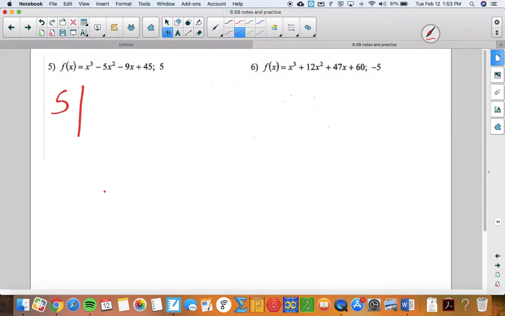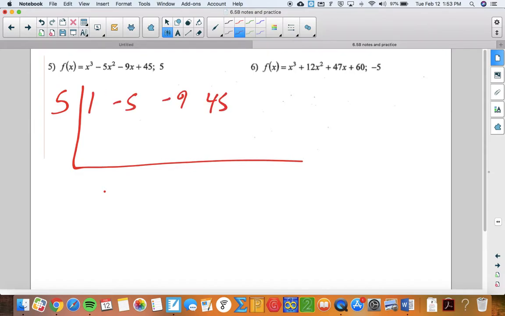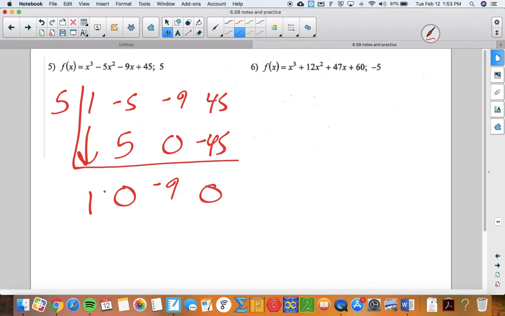5 is getting substituted in synthetically. Our coefficients are 1, -5, -9, 45. Notice we're not missing any terms. Drop the leading coefficient down and multiply, add, multiply, add, multiply, add. Good. That's our remainder.